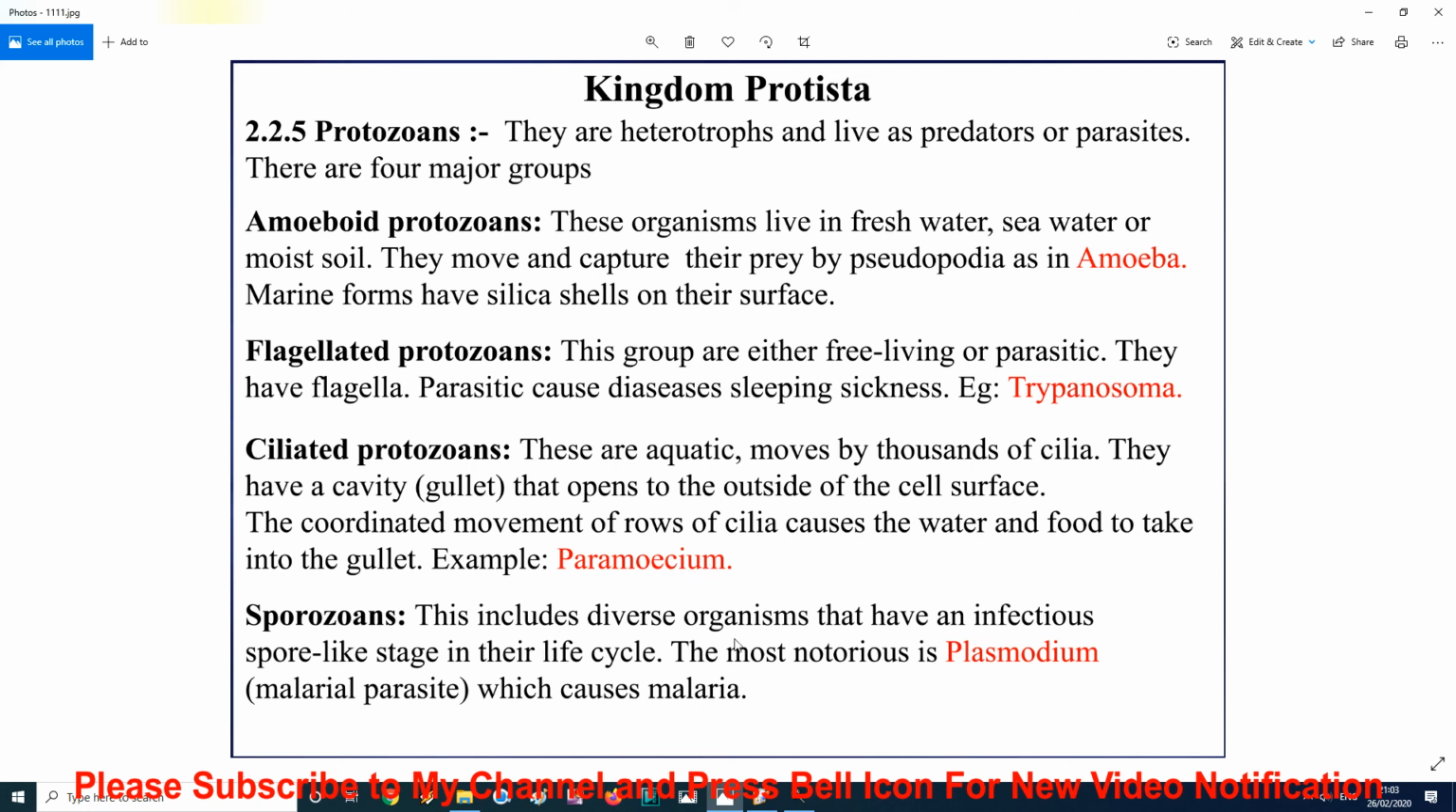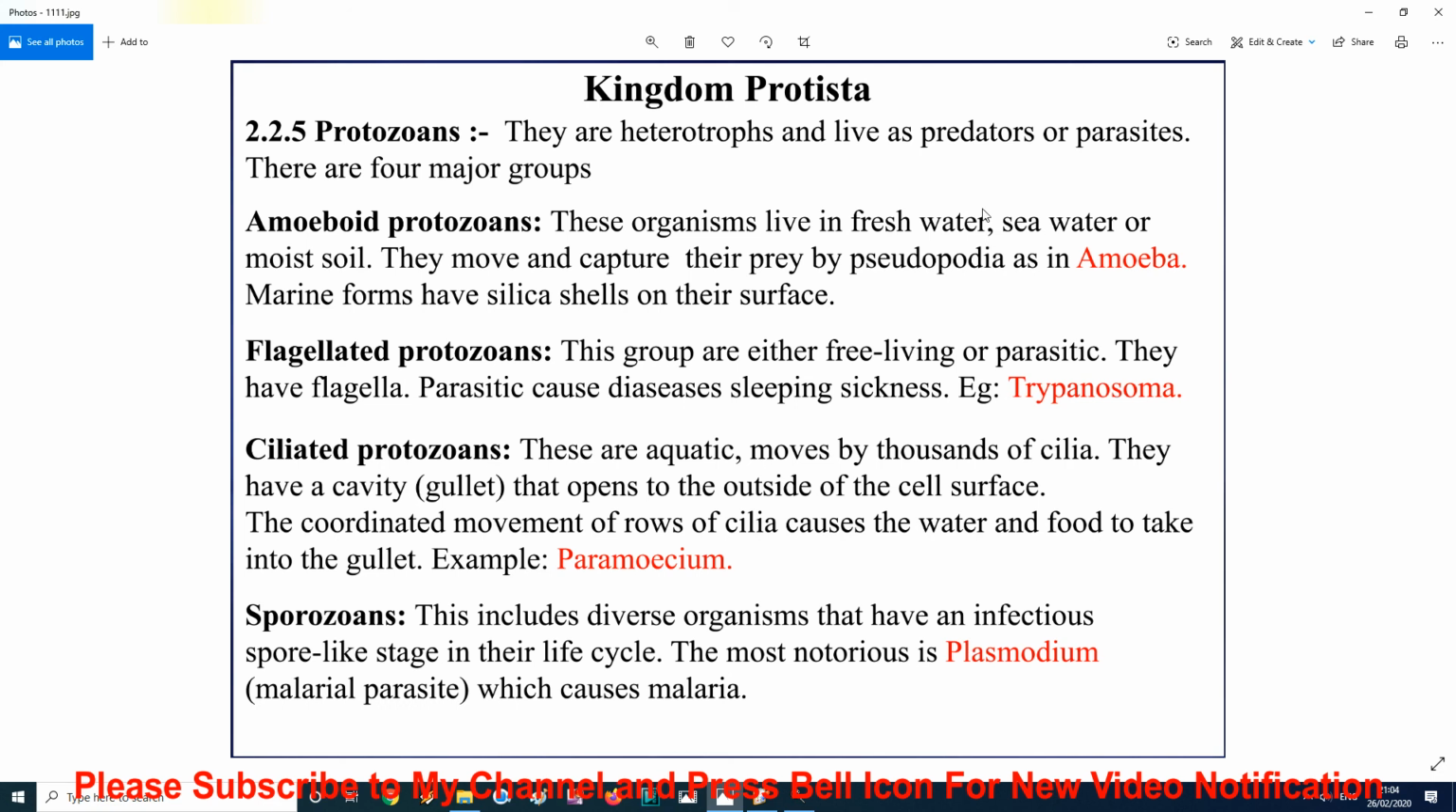The last one is the sporozoan. This includes diverse organisms that have an infectious spore-like stage in their life cycle. The most notorious is Plasmodium, the malarial parasite which causes malaria. Malaria is the most dangerous kind of fever, which is caused by Plasmodium, a sporozoan belonging to kingdom Protista.